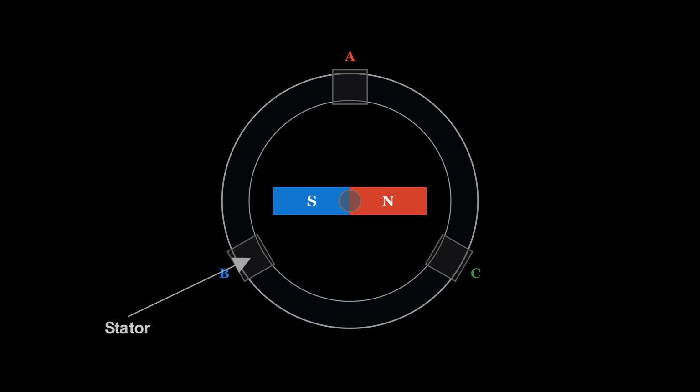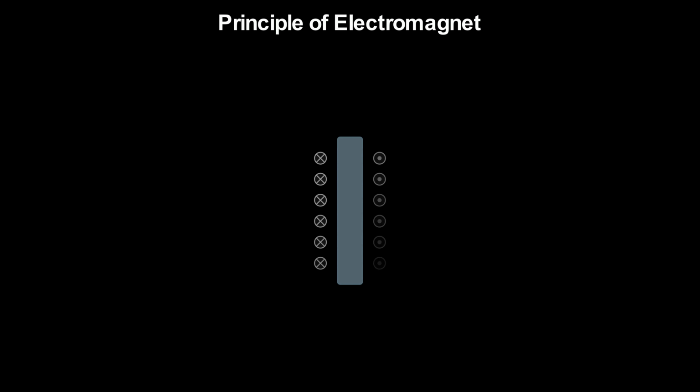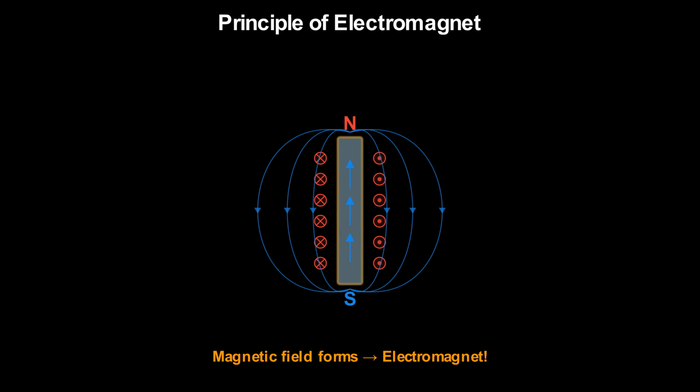Now, to start off, let's take a look at the basic structure of the motor. A three-phase BLDC motor consists of two main parts, the stator and the rotor. The stator is essentially a set of coils. When you apply current to these coils, a magnetic field is generated. This creates north and south poles, which is the fundamental principle of how an electromagnet works.